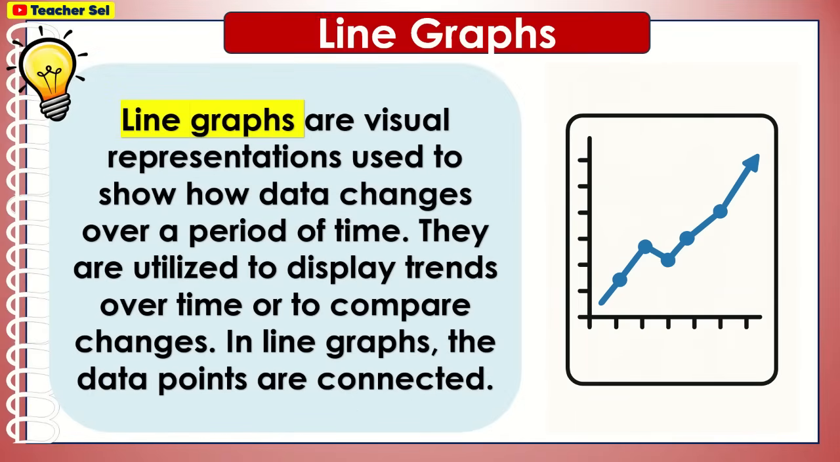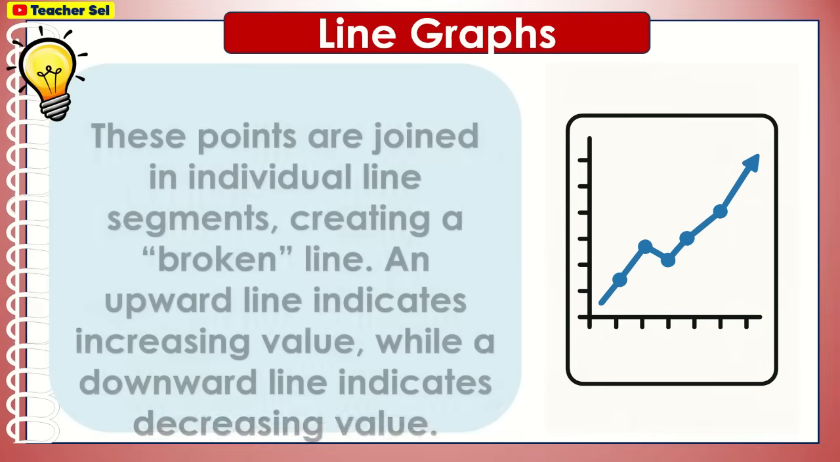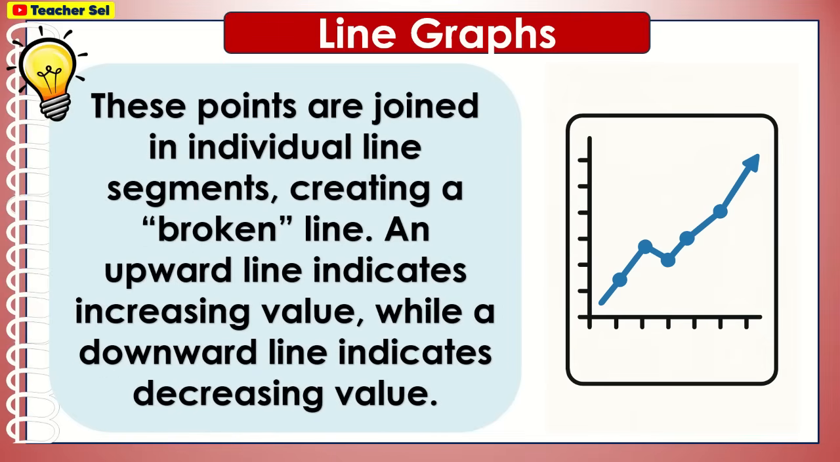Line graphs are visual representations used to show how data changes over a period of time. They are utilized to display trends over time or to compare changes. In line graphs, the data points are connected. These points are joined in individual line segments, creating a broken line. An upward line indicates increasing value, while a downward line indicates decreasing value.